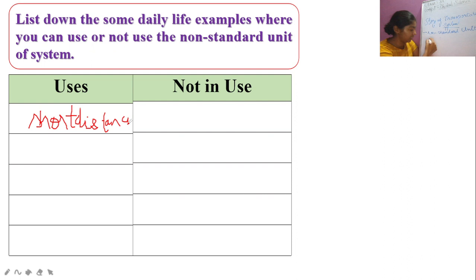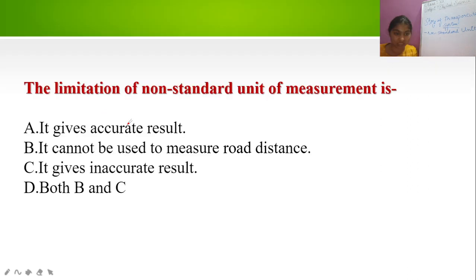Okay, now students, one more question arises. Yes, the limitations of non-standardized units of measurement. We have 4 options. A, it gives accurate result; B, it cannot be used to measure road distance; C, it gives inaccurate result; and D, both B and C. So what do you say? What is the limitation of the non-standardized units of measurement?